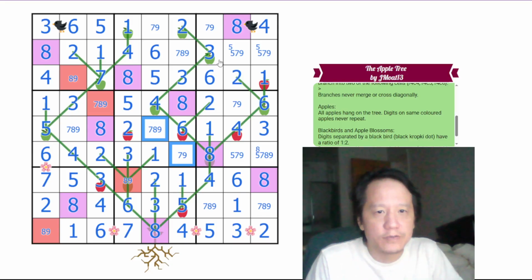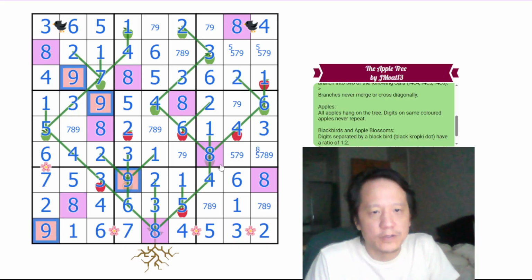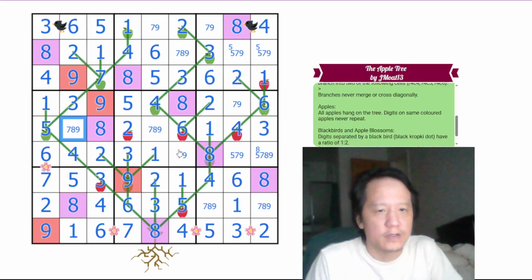The last green apple has to be... Oh, we already have that. It's here. It's 9. Yeah. So those are all 9s. That means this can't be 8 or 9, so that's 7. This can't be 7 or 8, so it's 9, which makes that 7.